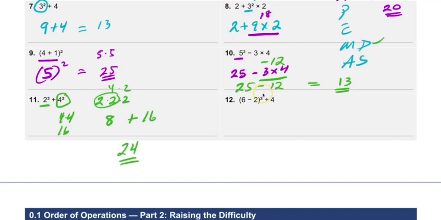Over here, 6 minus 2 is 4. Parentheses first, I should say. So we have 4 squared divided by 4. And then here we're going to do exponents first. So exponents come next. So 4 squared. So 4 times 4. That's what 4 squared is. And that is 16. 16 divided by 4 is just 4.